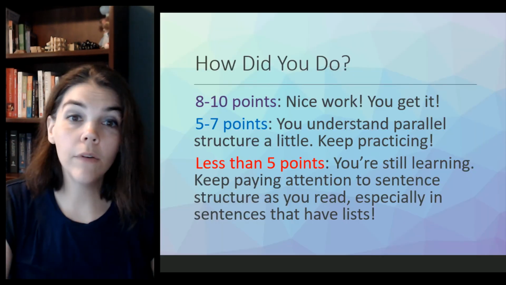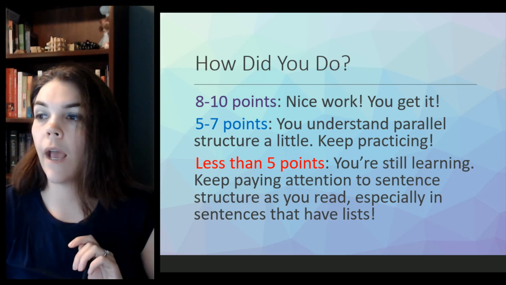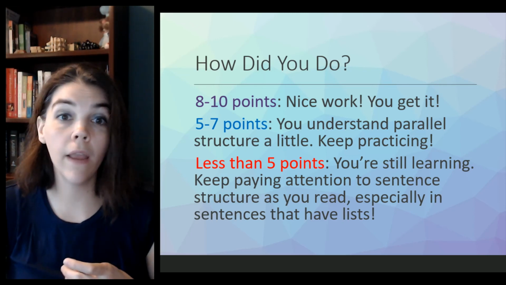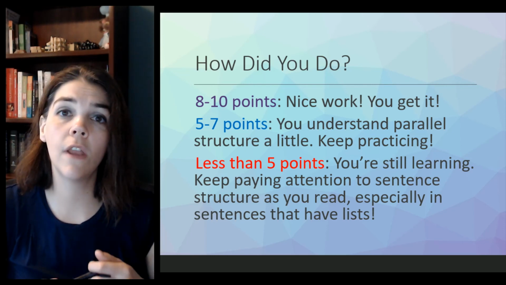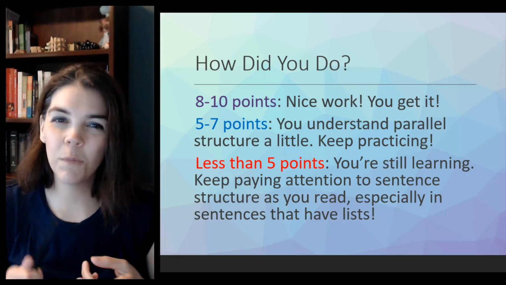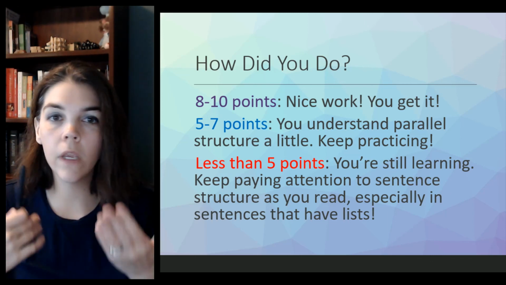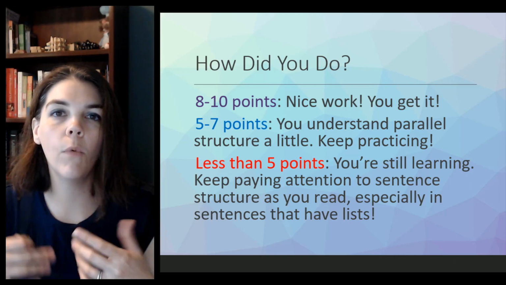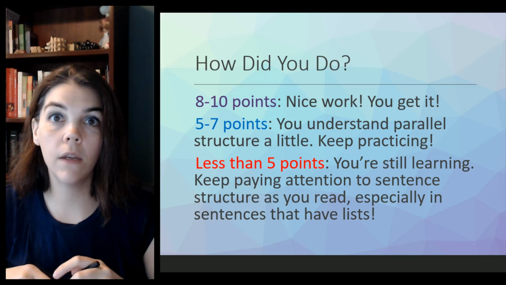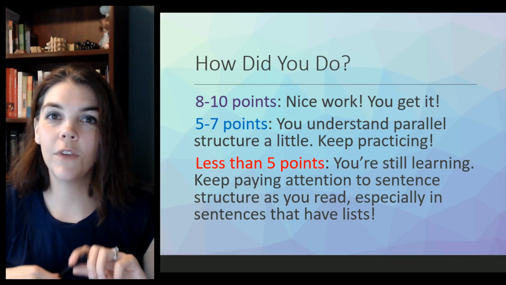All right, so how did you do? Count up your points and take a look at how you did. If you got less than 5, you are still learning, and that is okay. Keep paying attention to sentence structure as you read, especially when you're reading sentences that have lists. The more input that you have coming at you, the more you're thinking about and becoming aware with what sounds right in English.